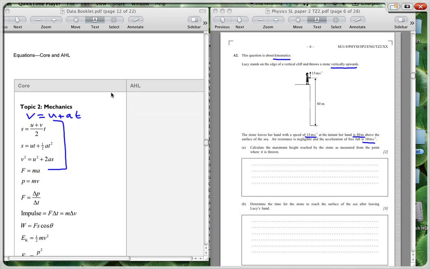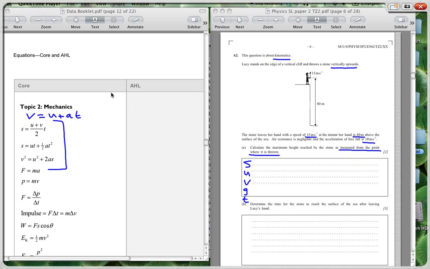The first part: calculate the maximum height reached by the stone as measured from the point where it is thrown. Alright, so we need to see what we have got, and what we need to find. So I'm going to write down here, instead of writing A, I'm going to write G, because that's our acceleration, and T. So we are actually looking for the S.